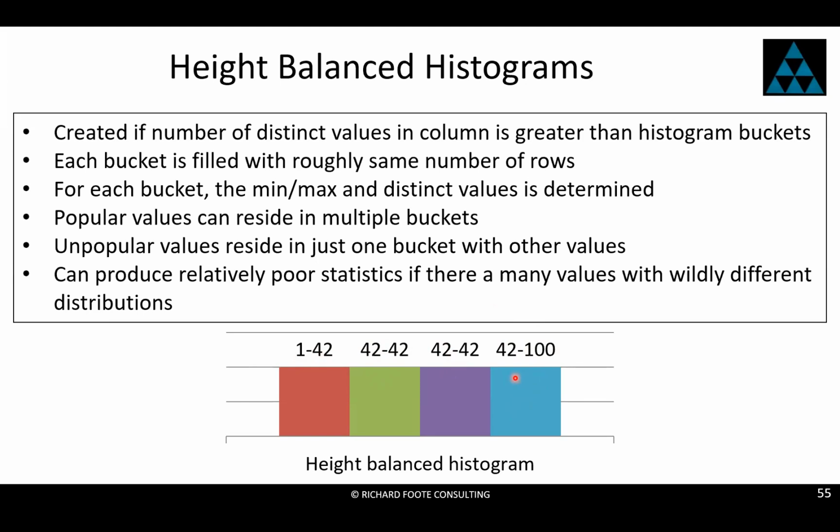But if I just want the value 10, 10 only resides in this bucket where I've got the values 1 to 42. So 10 represents 1/42nd of this bucket, and I've got 4 of them. So that's 1/42nd of a quarter, and that becomes my selectivity. 1/42nd of 1/4 is actually quite small. So maybe I'm going to use an index for that. But you can see how it's not necessarily perfect.